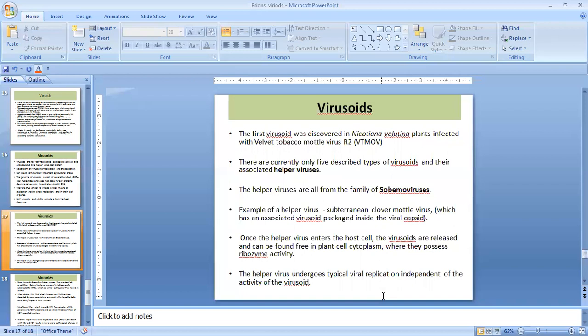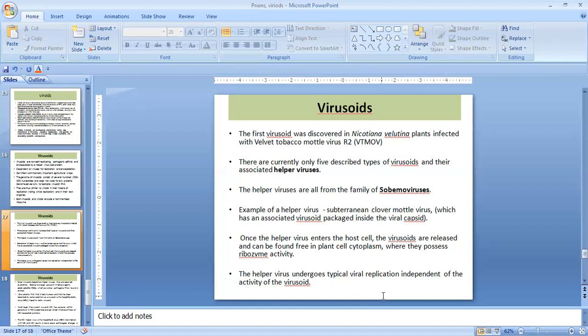Only 5 types of virusoids have been discovered, along with their associated helper viruses. All the helper viruses associated with virusoids belong to the same family of viruses. You can also study some examples of helper viruses, for example subterranean clover mottle virus, which has an associated virusoid packaged inside the viral capsid. How does the helper virus coating help the virusoid replicate? Once the helper virus enters the host cell, the virusoids are released and can be found free in the plant cell cytoplasm.